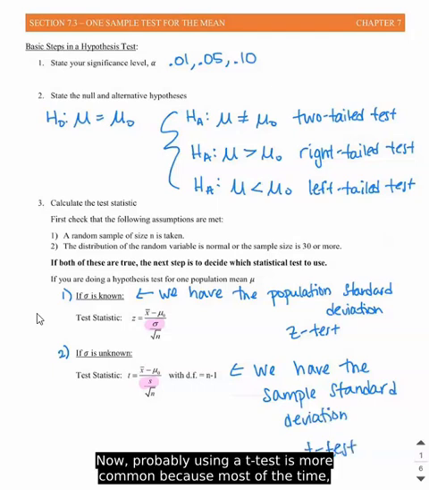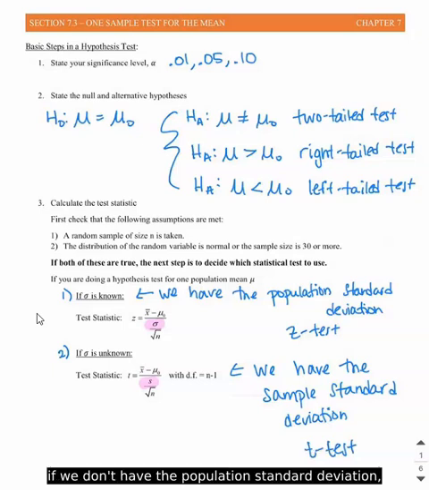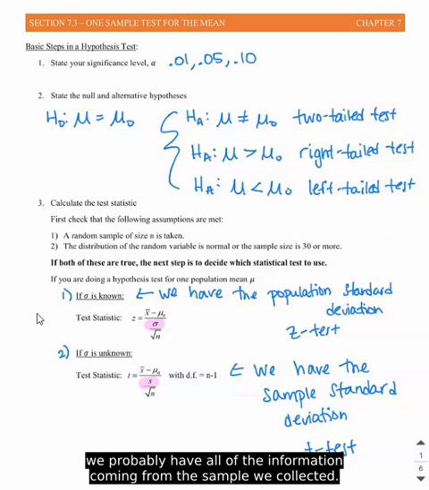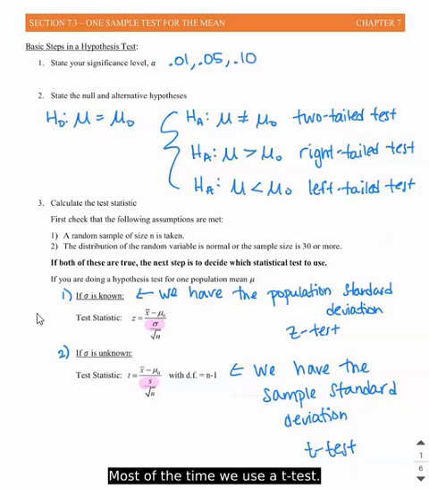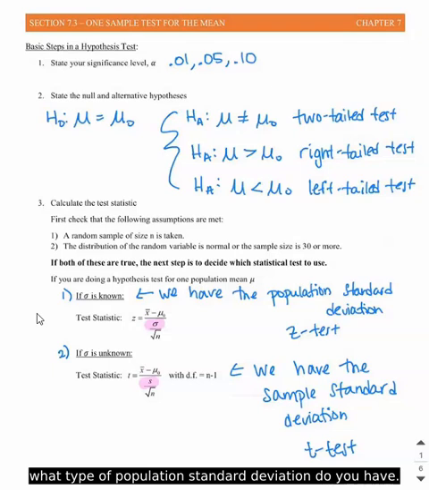Now, using a t-test is probably more common because most of the time we don't have the population standard deviation. We probably have all of the information coming from the sample we collected. So most of the time we use a t-test, but the basic distinction between a z and a t is what type of standard deviation you have.